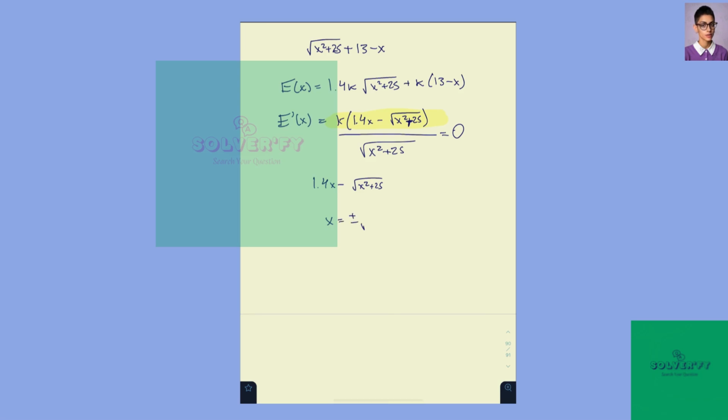We solve for x, and we end up getting that x is equal to plus or minus the square root of 25 over 0.96. But in actuality, since it's obviously just going to be the plus answer, what we have is 5.1 kilometers.